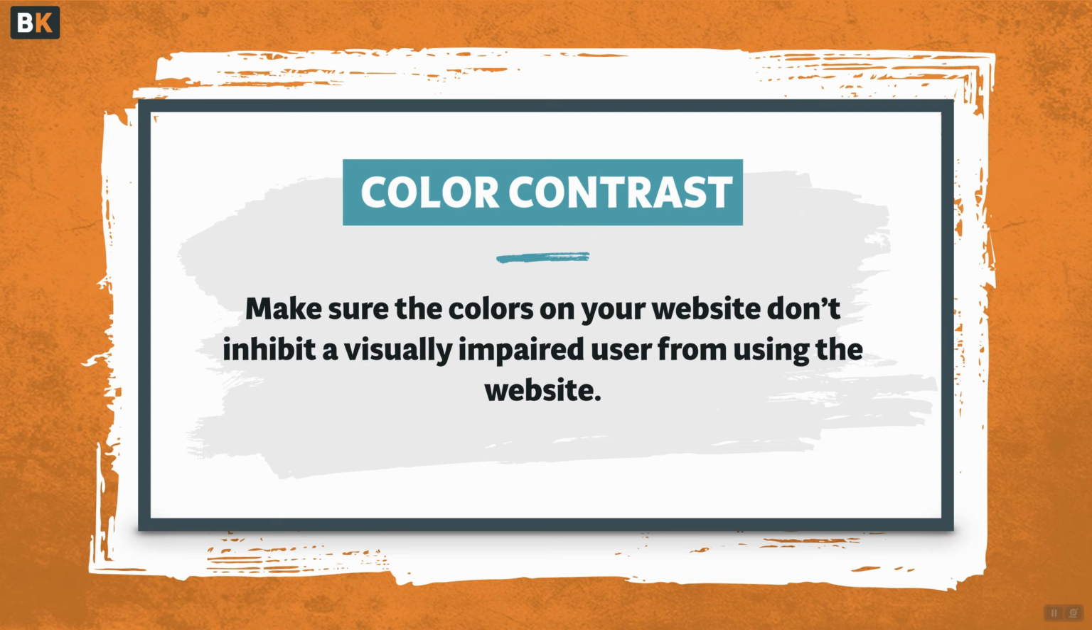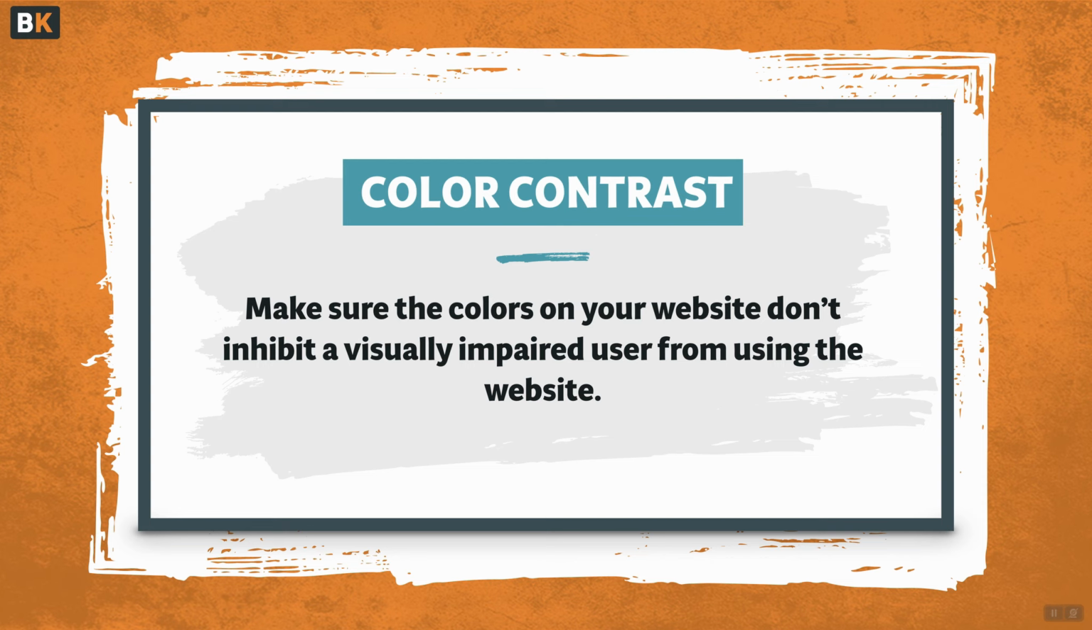All right, let's talk about color contrast and what it has to do with accessibility. Make sure the colors on your website don't inhibit a visually impaired user from using your website. Those of us who are not visually impaired typically don't think about these things, but it actually can make a big difference for someone who is visually impaired. When using text, make sure there's a high enough contrast between the text and the background that it can be easily read. Remember, color blindness oftentimes affects the perception of red and green the most. So don't put red on green or green on red.